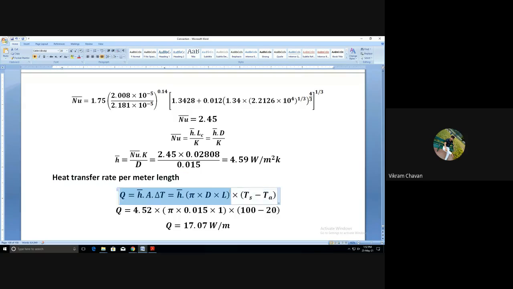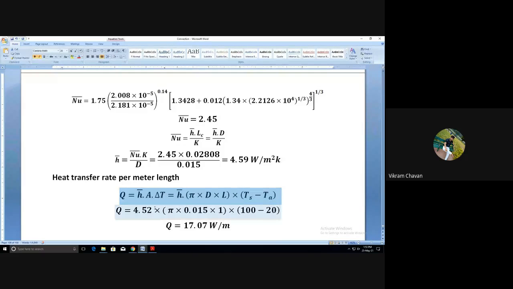Heat transfer rate per unit length. In this case, we have to consider Newton's law of cooling, that is Q is equal to h A delta T. Here h is the average heat transfer coefficient, so we take h bar multiplied by A multiplied by delta T, which is equal to h bar multiplied by pi d L, where pi d L is the total surface area of the pipe available for the heat transfer, multiplied by Ts minus Ta, that is the surface temperature minus the fluid temperature.